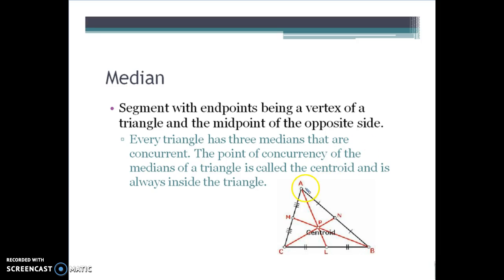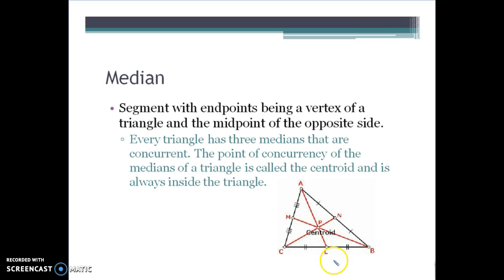So if we look at our triangle, we have triangle ABC. AL is a median of this triangle. We know L is a midpoint because on either side we have two tick marks, which tells me that CL is congruent to LB, so L is right in the middle. So AL is one of our medians.